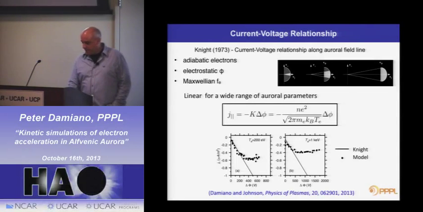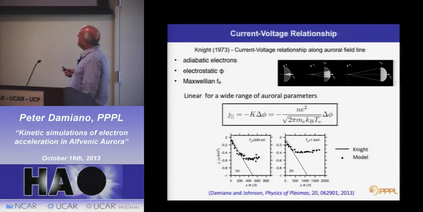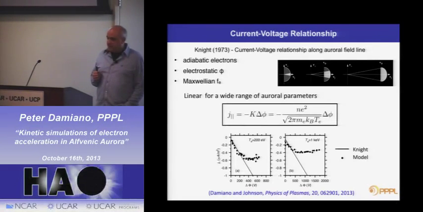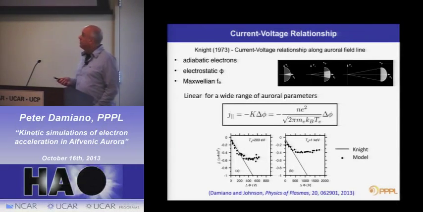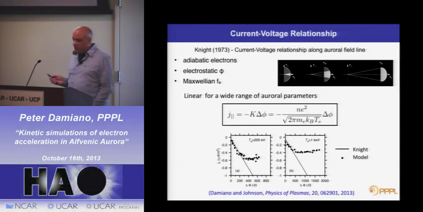Now, I want to come back to the idea I mentioned before about the Knight relation and its use in describing the current voltage relation along quasi-static auroral arc loops. The Knight relation assumes adiabatic electrons, electrostatic potential, and a Maxwellian distribution function. Now, it's linear for a wide range of auroral parameters, and so the more complicated relation reduces to this basic linear relation in terms of potential drop along the field line.